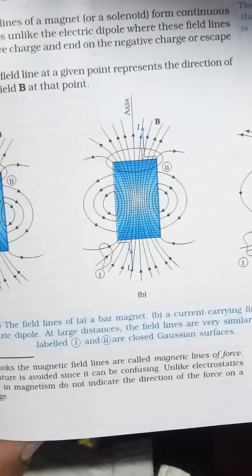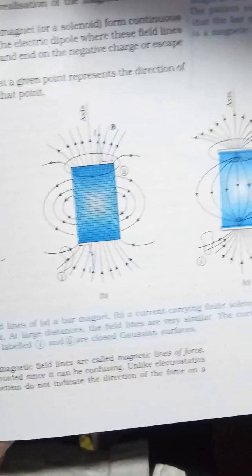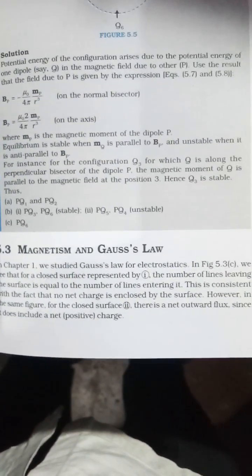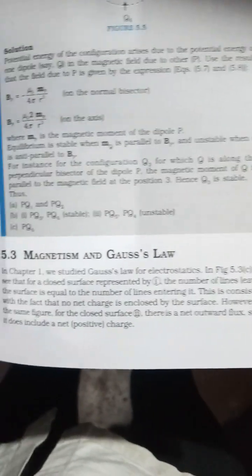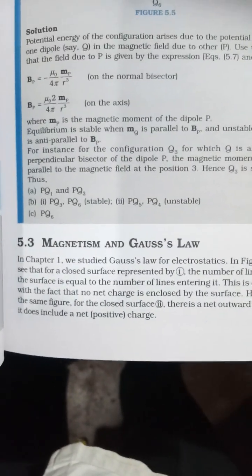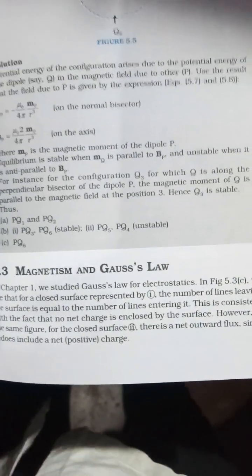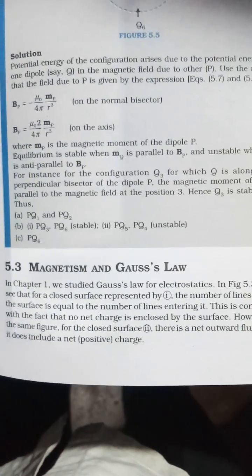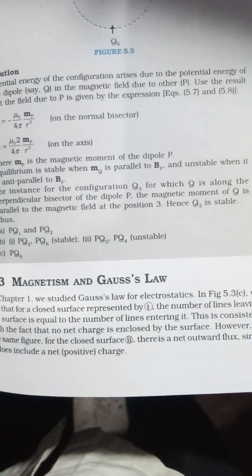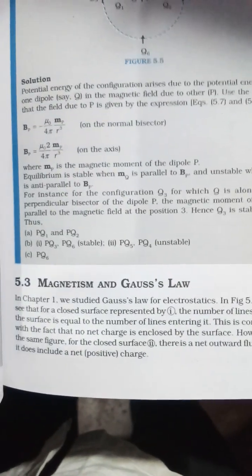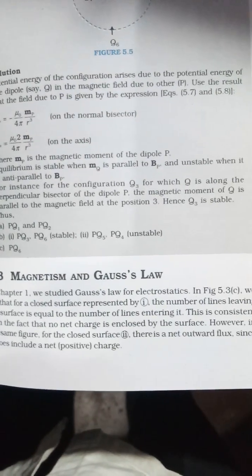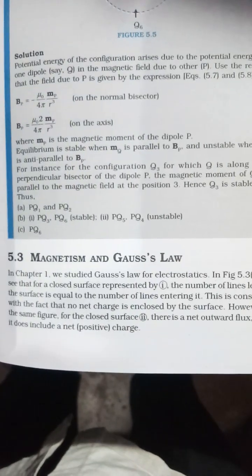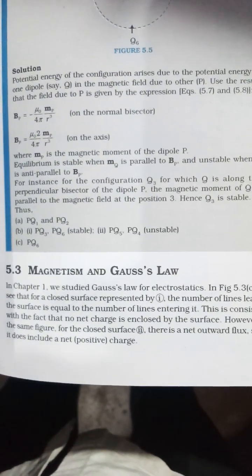The curves labeled are closed Gaussian surfaces. You will see here the number of lines leaving the surface is equal to the number of lines entering it. This is consistent with the fact that no charge is enclosed by the surface. However, in the same figure for the closed surface, there is a net outward flux, since it does include a net positive charge.